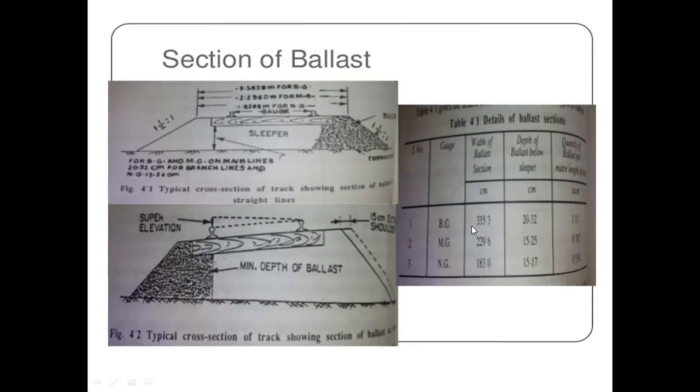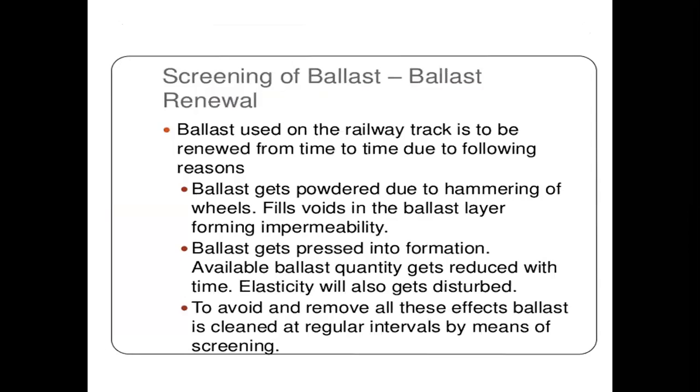For a broad gauge, the width of the ballast section is 335.3 centimeters, the depth of ballast below the sleeper is 22 to 32 centimeters, and the quantity of ballast per meter length is 1.12. For a meter gauge, the width of the ballast section is 2 to 9.6 and the depth of ballast below the sleeper is 15 to 25. For a narrow gauge, the width of the ballast section is 183.0 and the depth is 15 to 17 centimeters. Screening of ballast renewal.